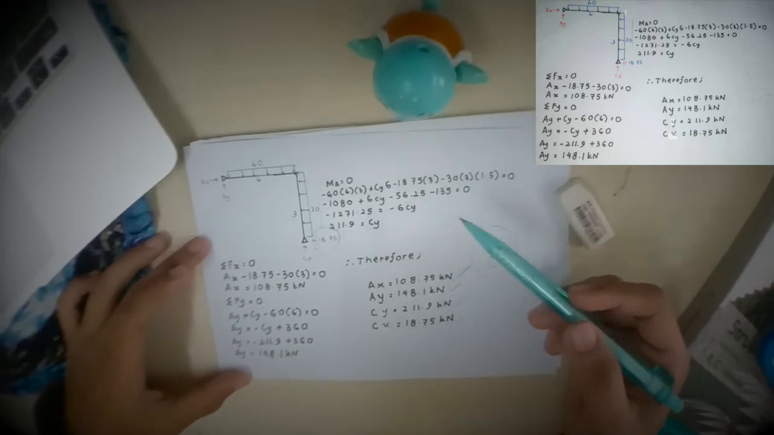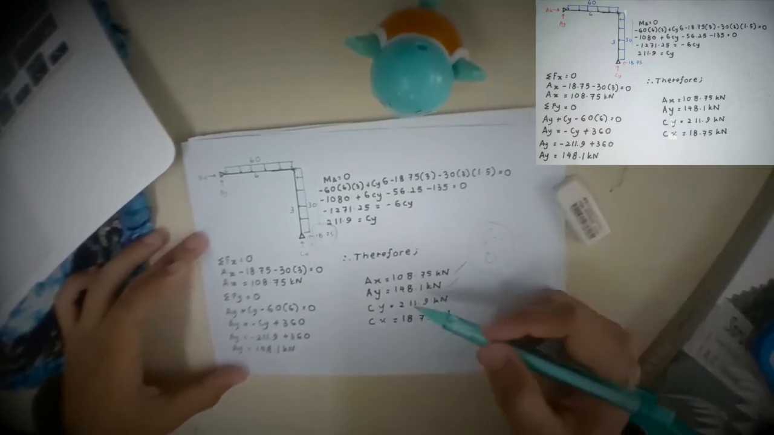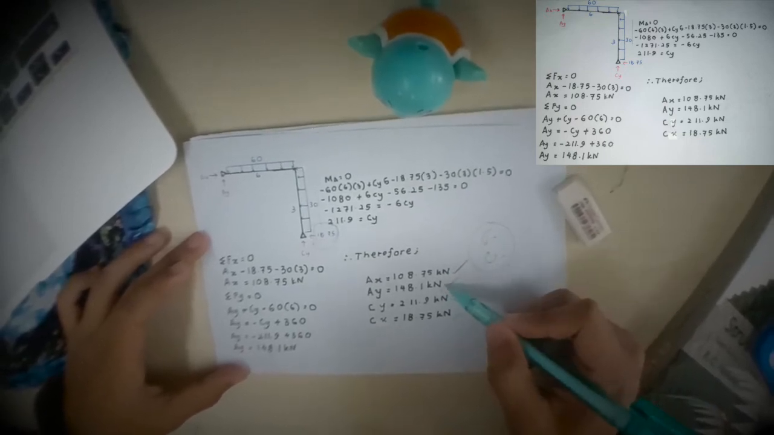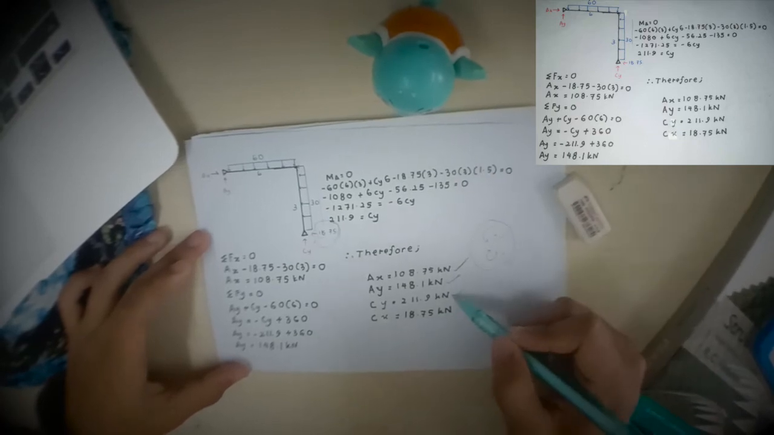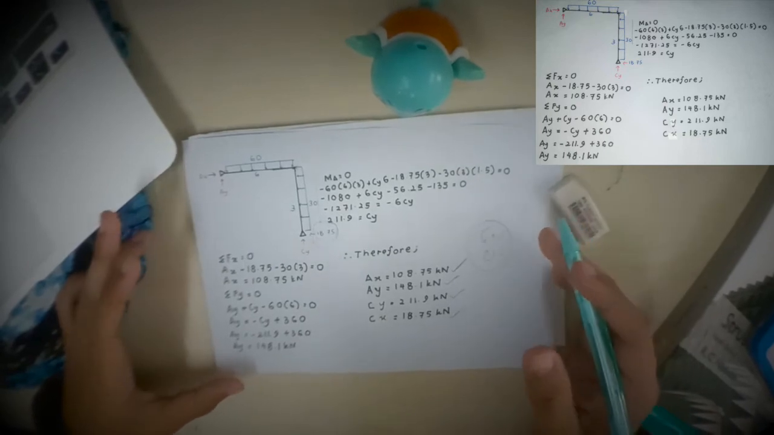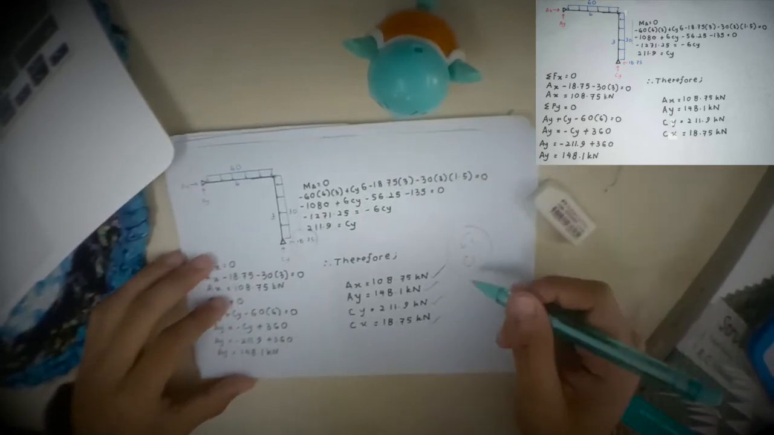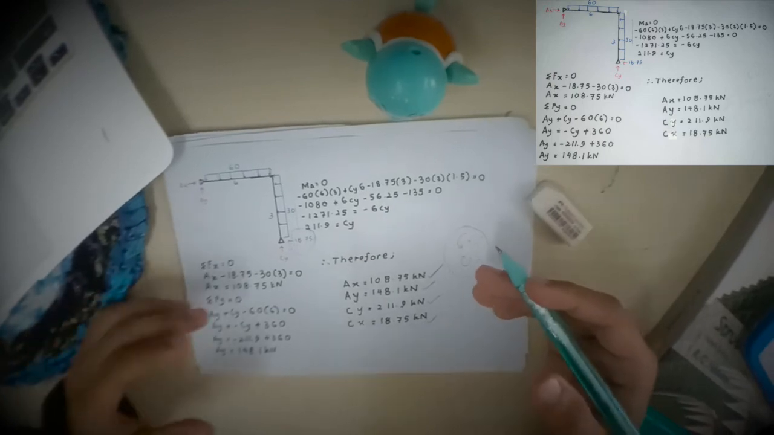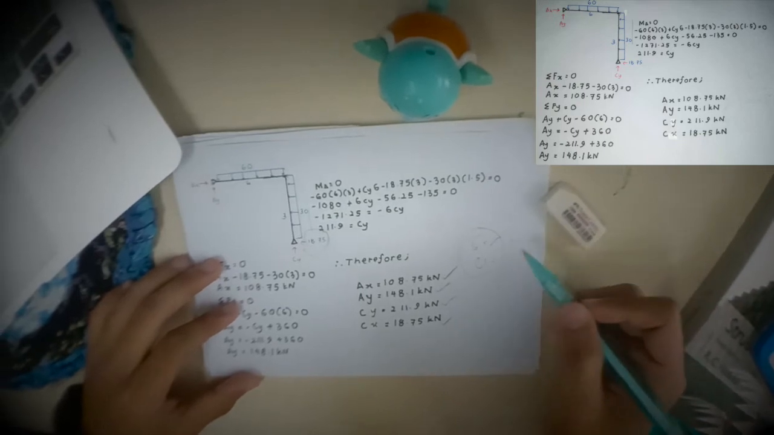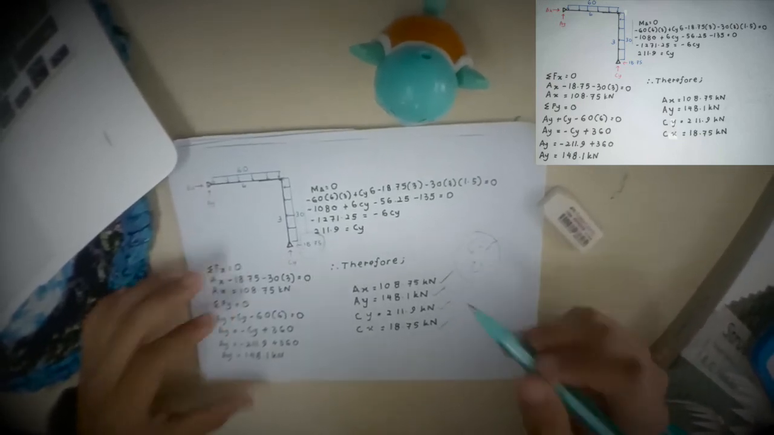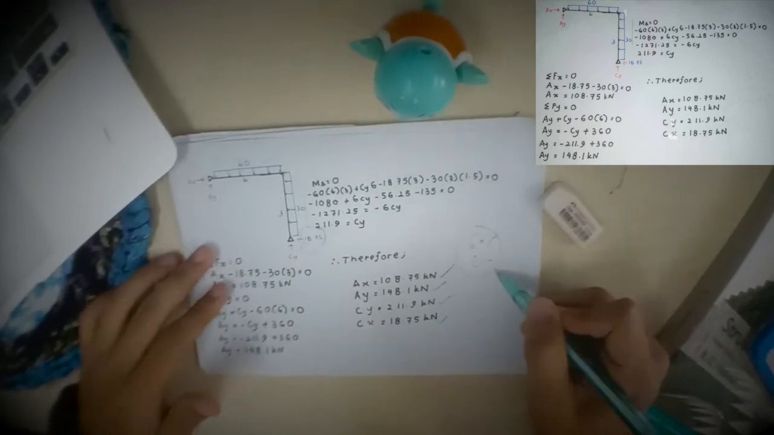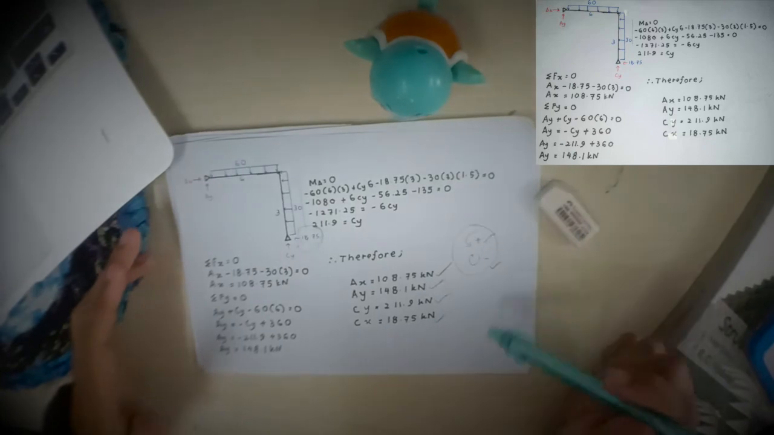Then after we calculate, the answer is we got Ax equal to 108.75 kilonewton, Ay equal to 148.1 kilonewton, and Cy is equal to 211.9 kilonewton. Okay, before I forget, in our case, we take the moment counterclockwise as positive and clockwise as negative. Alright.